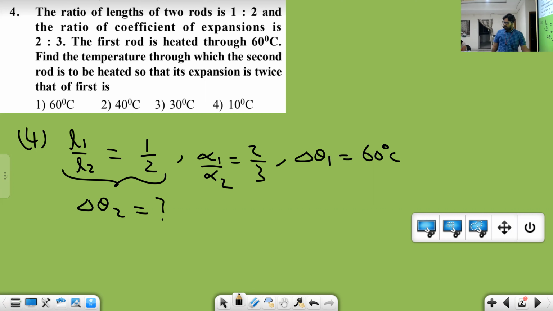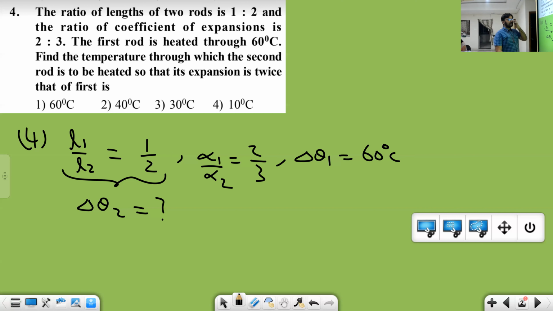So I can write alpha 1 by alpha 2 because here I am speaking about lengths. When I am speaking about lengths, we have to take alpha. So let me write alpha 1 by alpha 2. In the question nothing is mentioned to take gamma or alpha or beta. They told coefficient of expansion. What I know is coefficient of linear expansion ratio, areal expansion ratio, and volume expansion ratio is same. Alpha, beta, gamma are not same, but the ratios are same. From that information, I wrote like this.